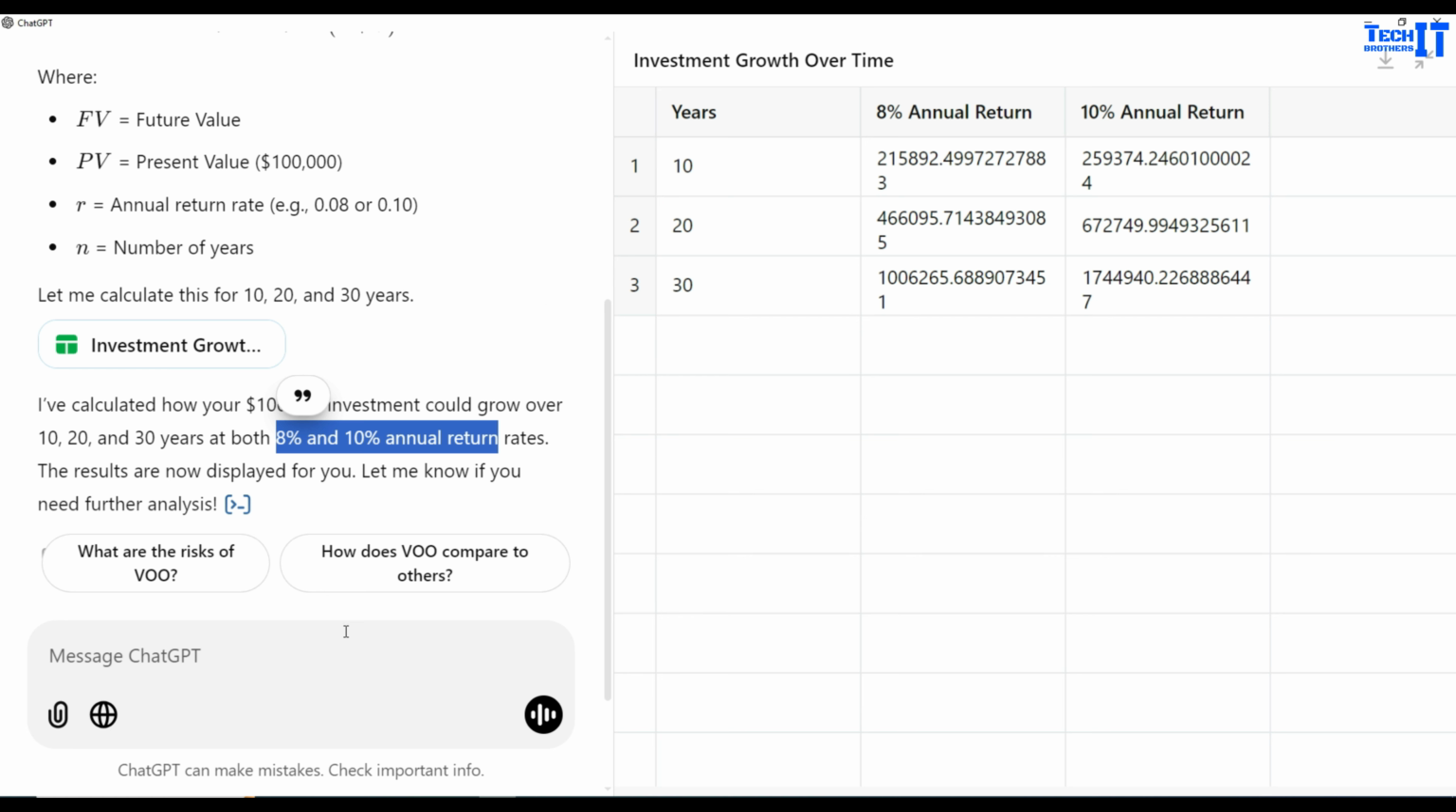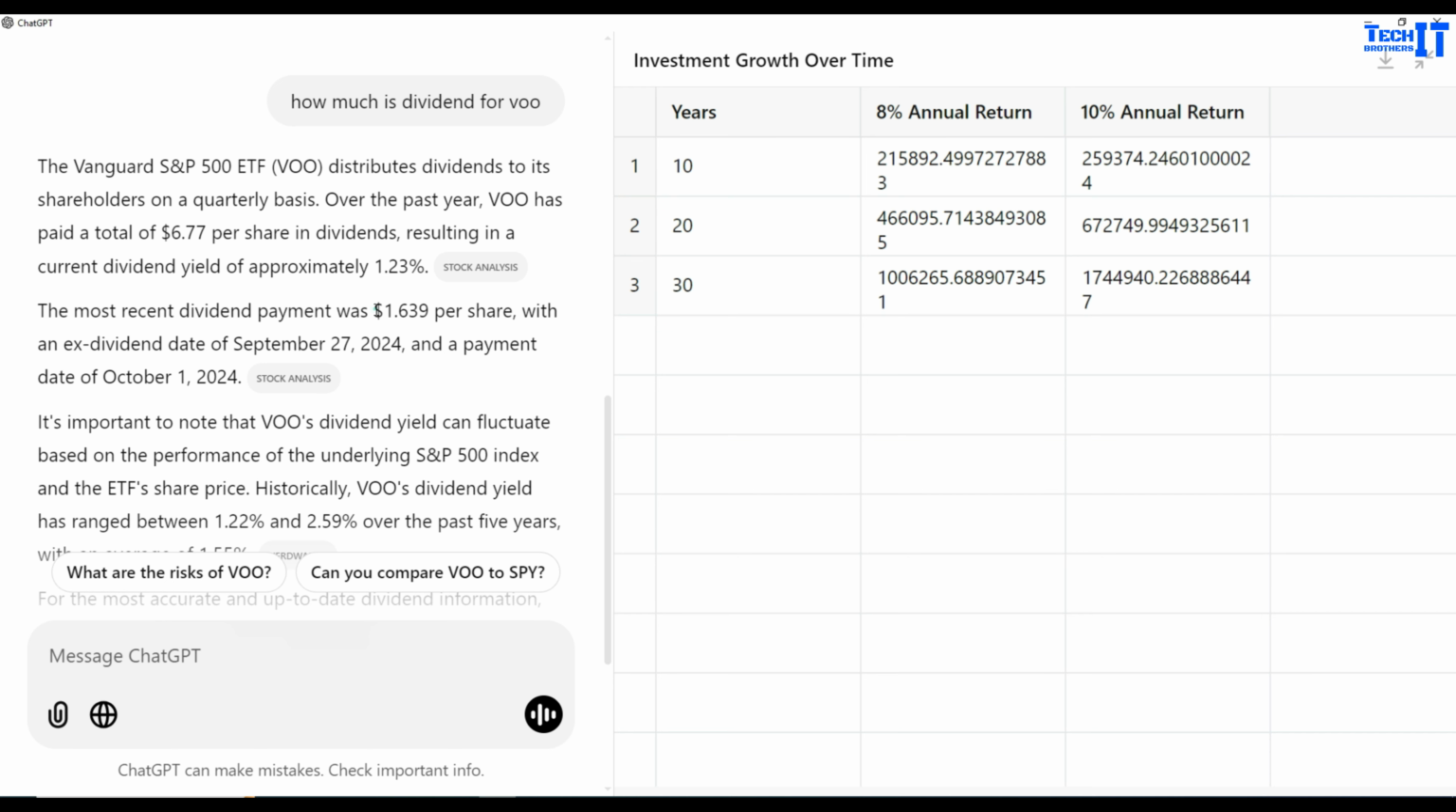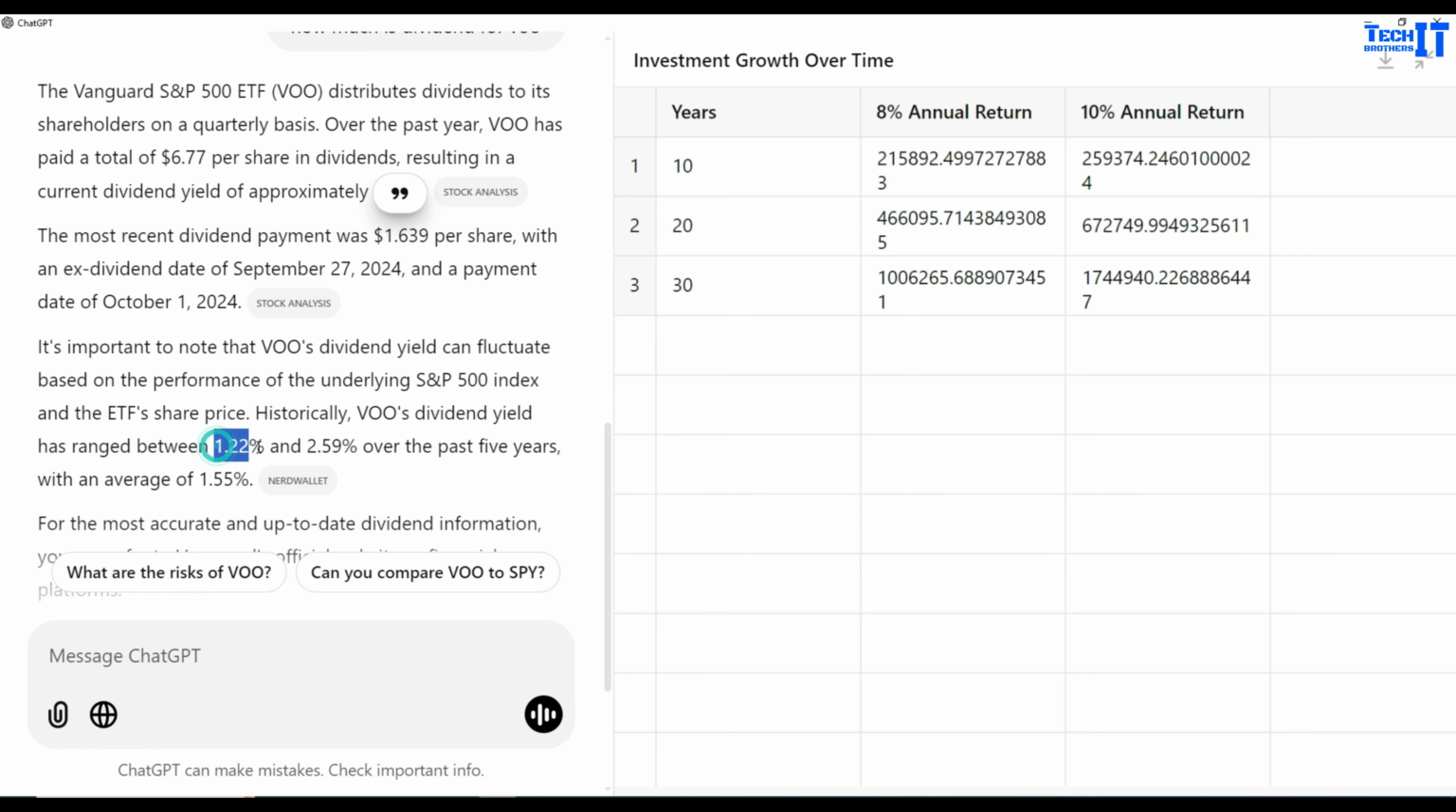Now that's great. I'm going to ask a question in a different way. I want to see what dividend VOO has. I just asked how much dividend, because different companies such as Microsoft and Apple are part of it, and the dividend is $1.69 per share. That's what they announced last in September, and the percentage varies between 1.22 and 2.59, but the average is 1.55. That's a pretty good dividend. I will take that one.